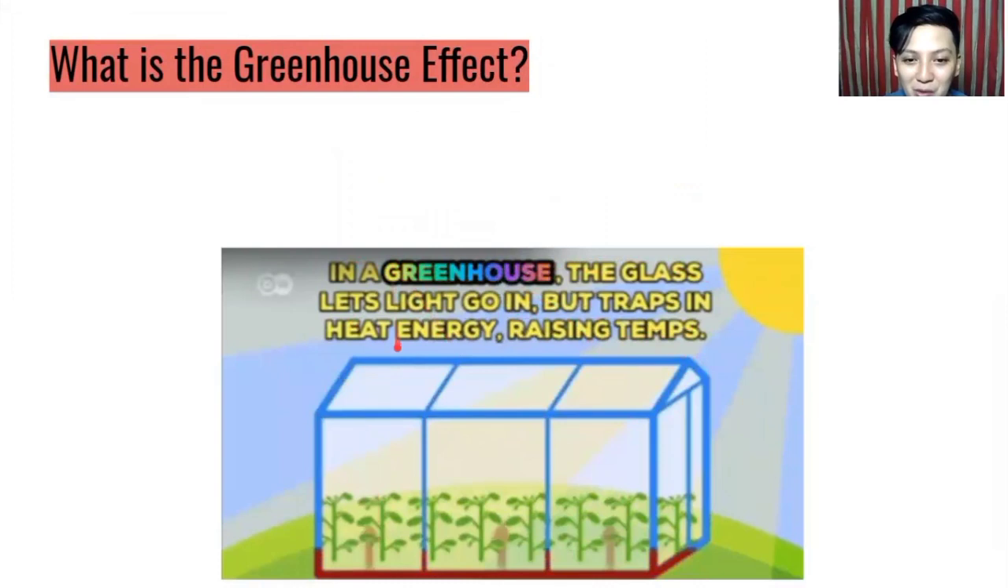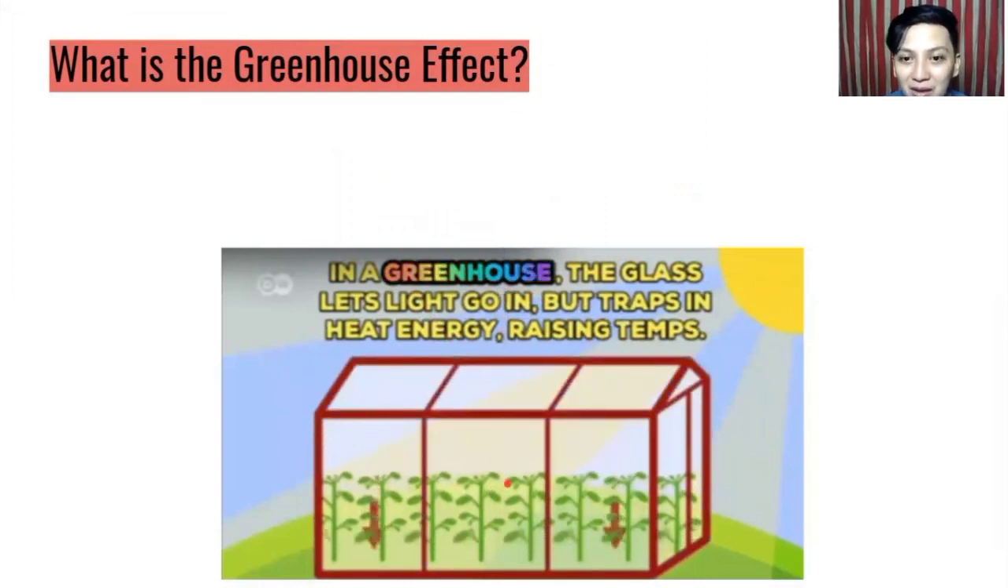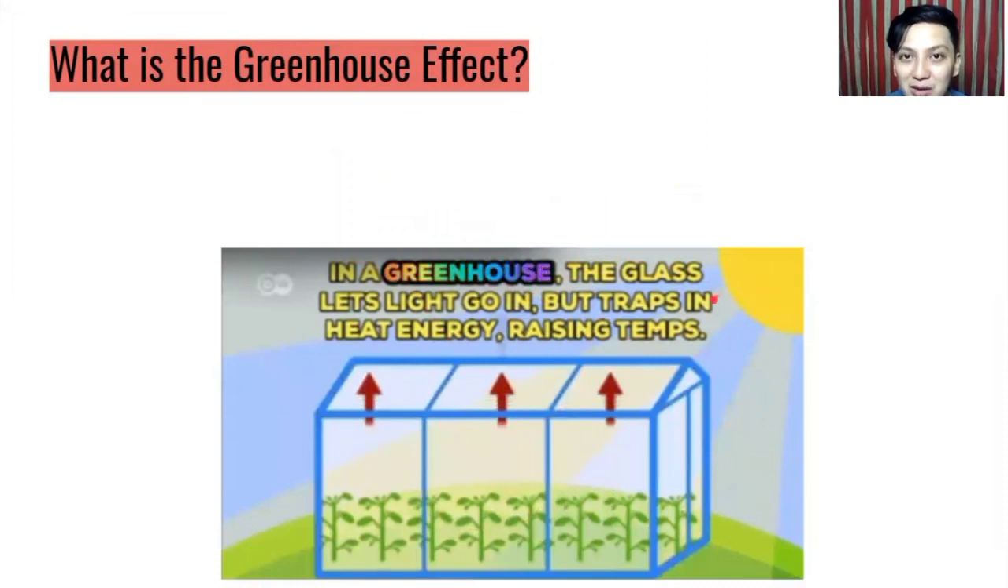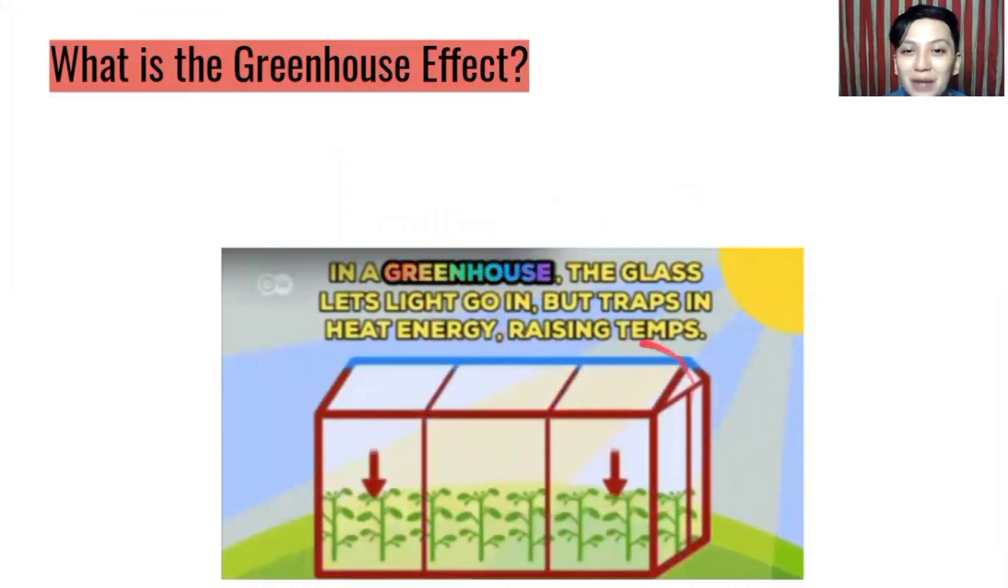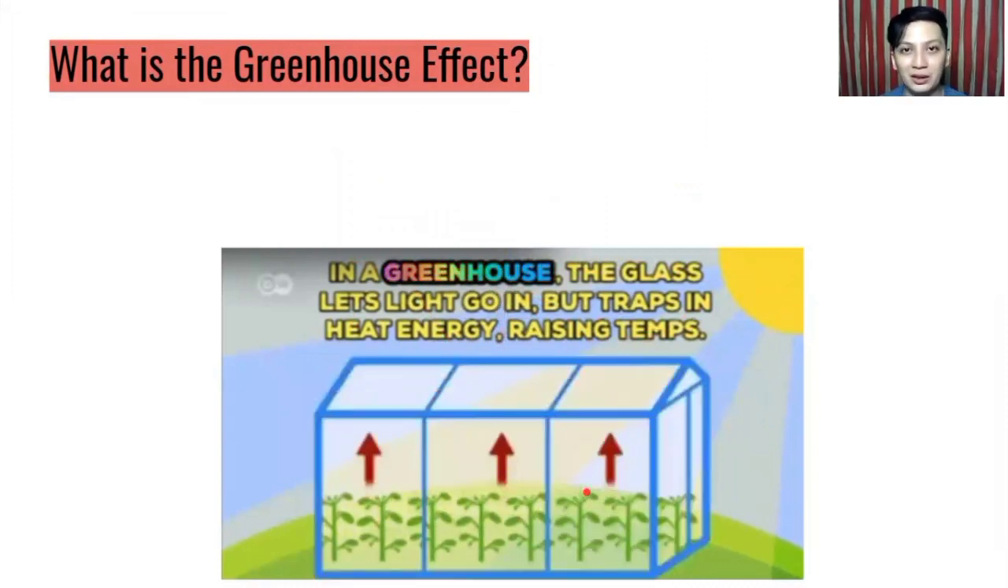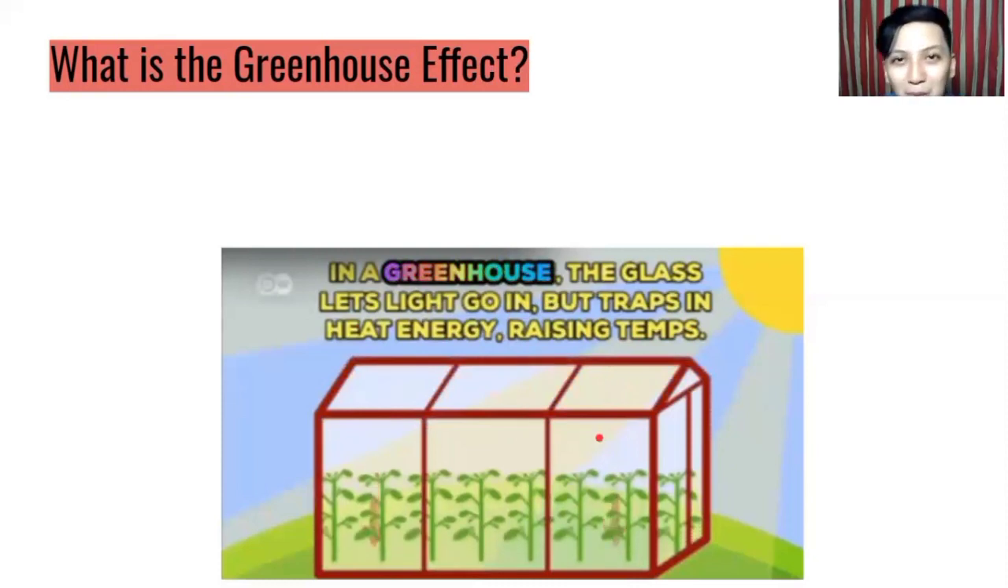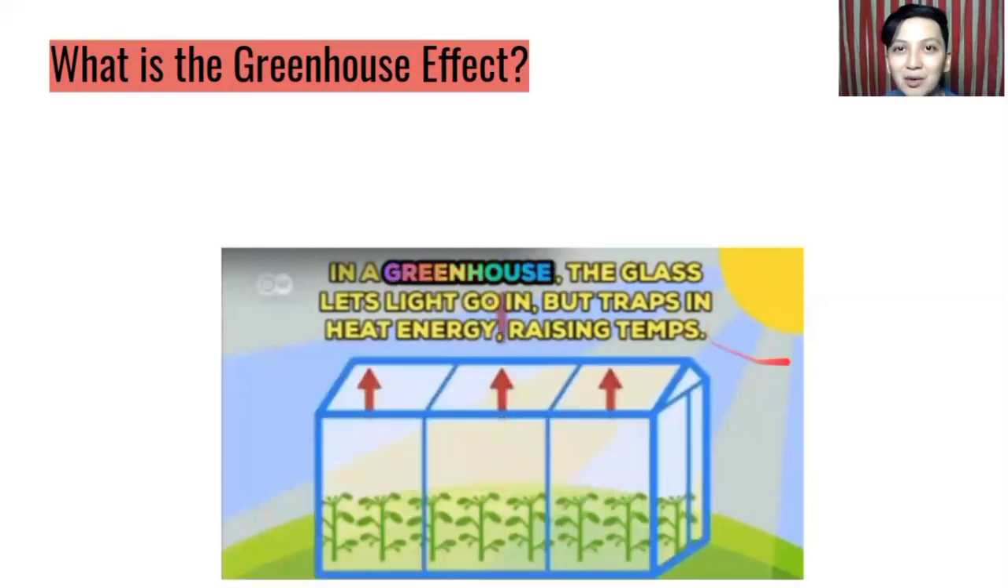So ayan, papasok yung heat and then matatrap na yung heat sa loob. It allows the solar energy to come in, but the solar energy traps inside. So ganun yung nangyayari. Isipin nyo, inside the earth, natrap yung init. What will happen? What will happen to the North Pole? What will happen to the South Pole? Ano sa tingin nyo mangyayari sa yelo?